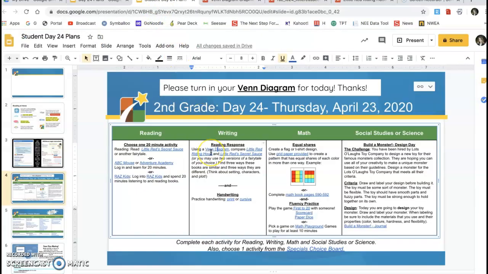After you're finished with that, take a quick picture, upload it to me on Google Docs or with Mom and Dad's help. And then you can move on to handwriting when you're finished. So go ahead and get started on that Venn diagram. I'm excited to see what you notice is different and some things you notice that are the same between the 2 stories. Go ahead and hit pause, go to slide 4, and get started.